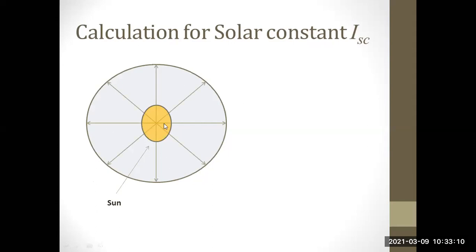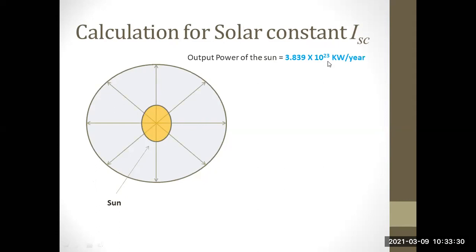The arrows you see are nothing but the electromagnetic radiations emitted by the sun continuously in all possible directions. And we know that the output power of the sun is 3.839 into 10 to the power 23 kilowatt per year, or you can say 10 to the power 26 watt per year.